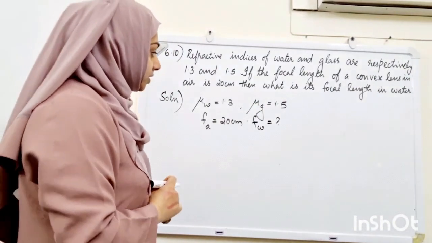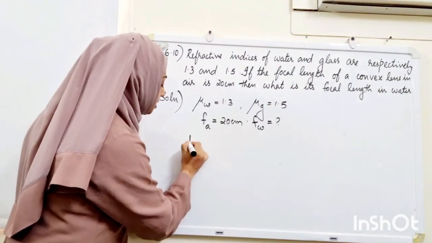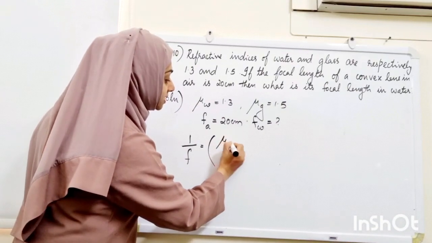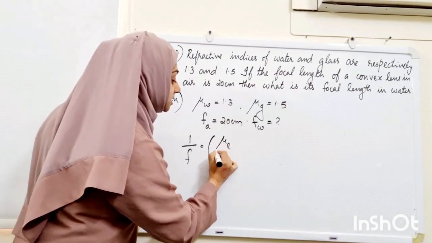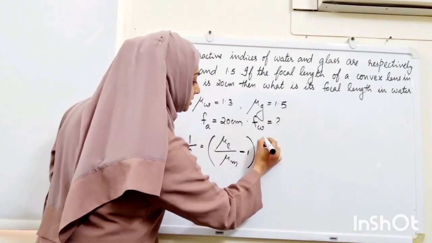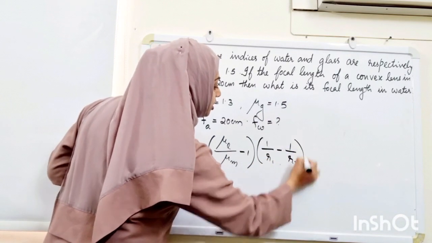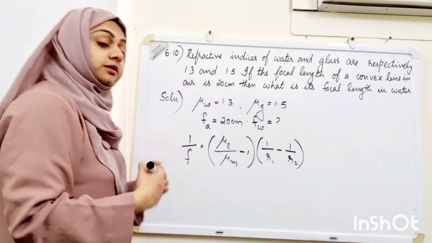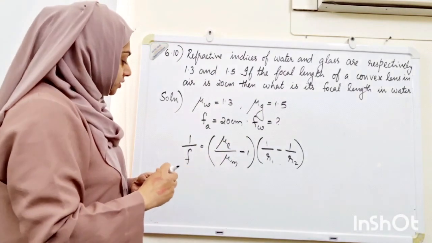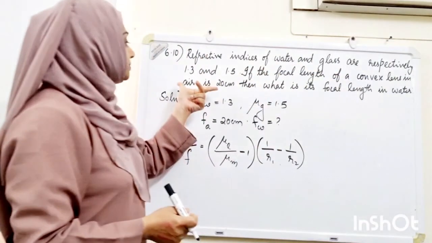This is the question. So from lens maker's equation, we can tell that 1 by focal length is equal to refractive index of the lens or the glass divided by refractive index of the medium minus 1 times 1 by R1 minus 1 by R2, where R1 and R2 are the radius of curvature of the two sides of the lens. So here, let us take the first case when the lens is kept in air.